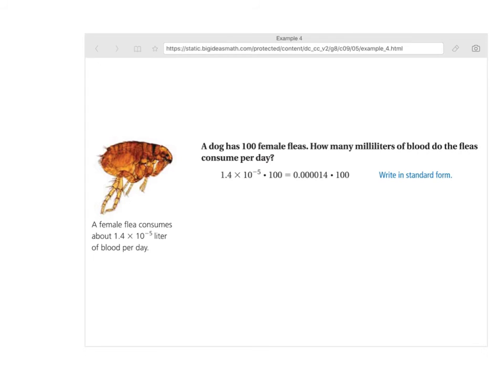Second step, you take that 1.4 and move the decimal. It's a negative exponent, so you're going to move the decimal to the left 5 times. So you see how we have 0.000014. Then you're going to multiply that number times 100. So basically, when you multiply it times 100, it moves the decimal back 2 spaces because there's 2 zeros. So you end up with 0.0014. So the flea consumes 0.0014 liter, or if I converted that to milliliters, it would be 1.4 milliliters of blood per day.